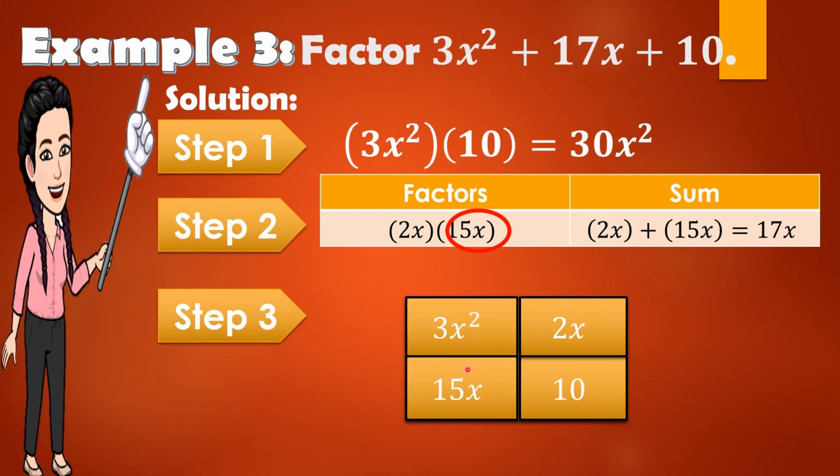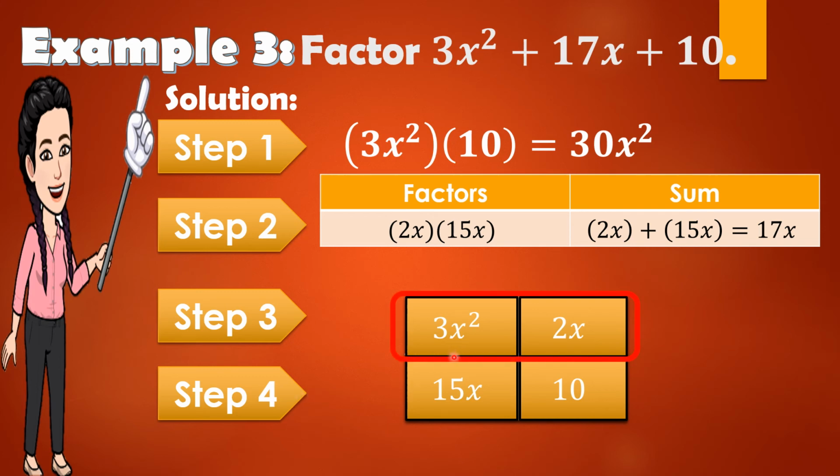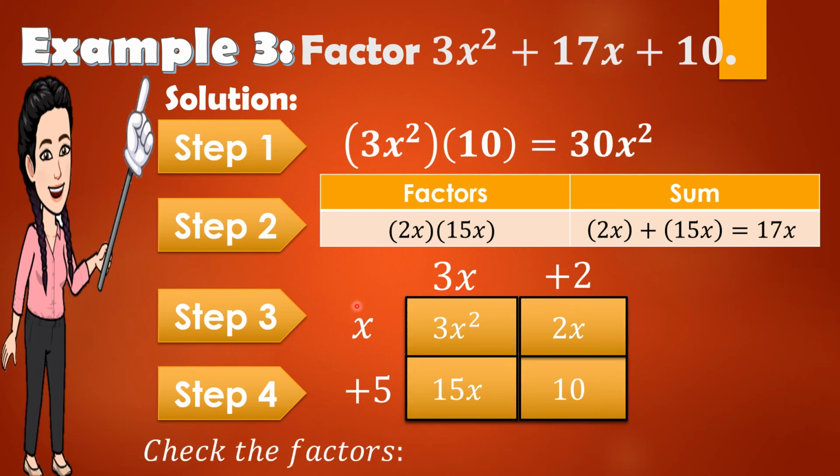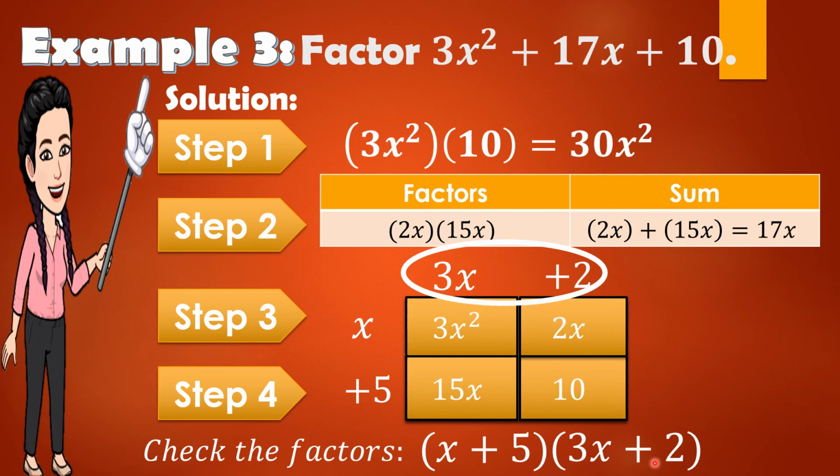After completing the factor table, kukuhanin naman natin ngayon ang common factor sa bawat row at column. For 3x squared and 2x, we're going to use x. For 15x and 10, 5. For 3x squared and 15x, we have 3x. And for 2x and 10, we have positive 2. Then, for the factored form, pagsasamahin natin itong x plus 5 and 3x plus 2. Again, don't forget to check kung tama ang nakuha natin na factors.